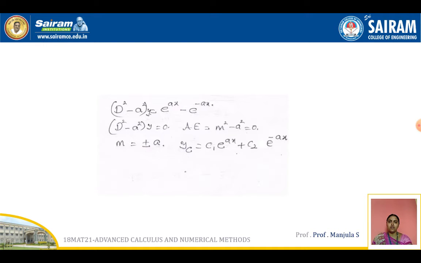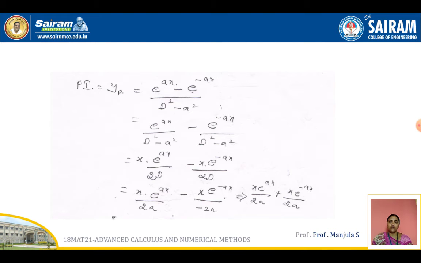Replace D by m. So m square minus a square equals 0. m equals plus or minus a. Here the imaginary term is not there. One root is plus a and the other root is minus a. So the roots are real and different. So the complementary function of y can be written as c1 e to the power ax plus c2 e to the power minus ax. Now the complementary function is over.